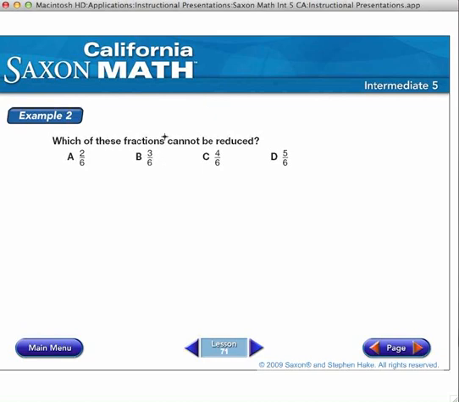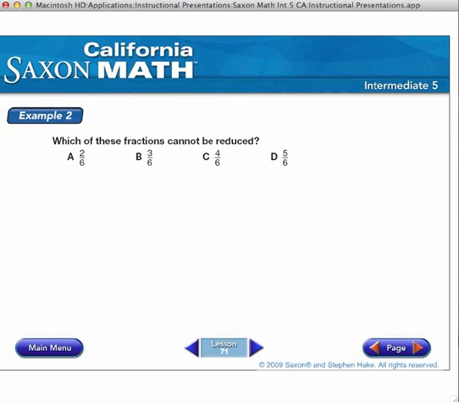Problem B, 3/6. Okay, the common factor is 3, because I know 3 goes into both 3 and 6. So I can divide by 3/3. 3 divided by 3 is 1, and 6 divided by 3 is 2. So it does reduce to 1/2. So my answer is not B.